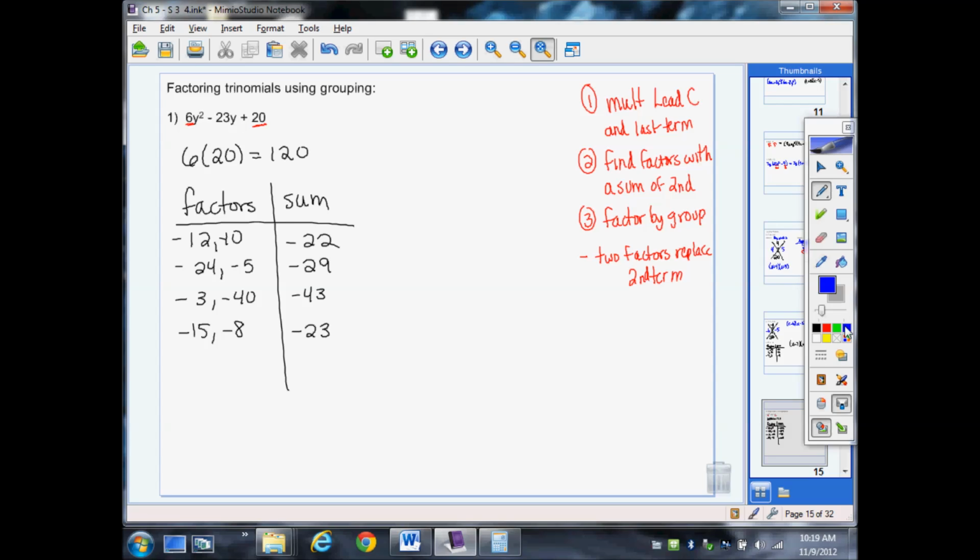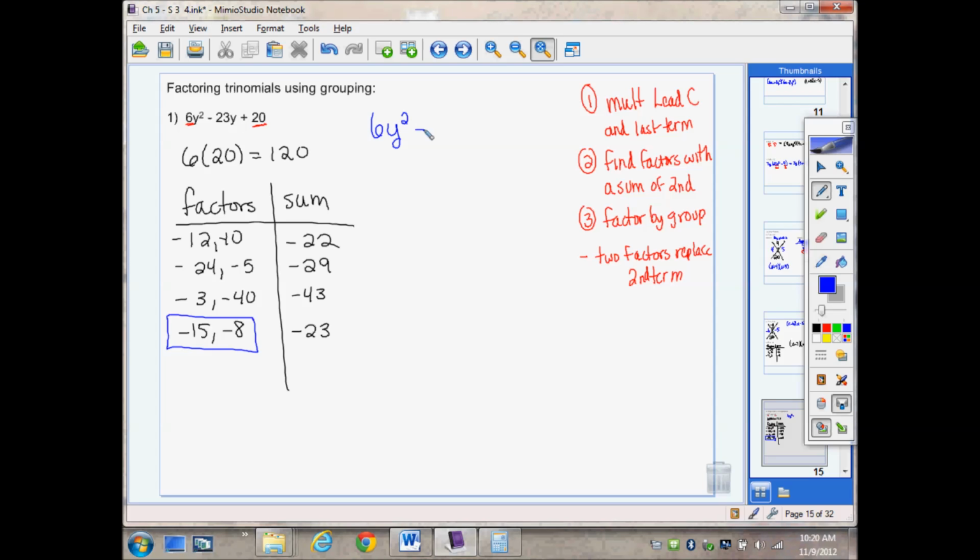So what I'm going to do is take negative 15 and negative 8 and replace the negative 23 with that. So this will become 6y squared minus, okay, I'm going to look at 15 and I'm going to look at 8 and see which one I think has more in common with 6. I'm going to do 8 because they're both even. So minus 8y minus 15y plus 20. Because negative 8 and negative 15 adds up to negative 23, all I've done is split it.